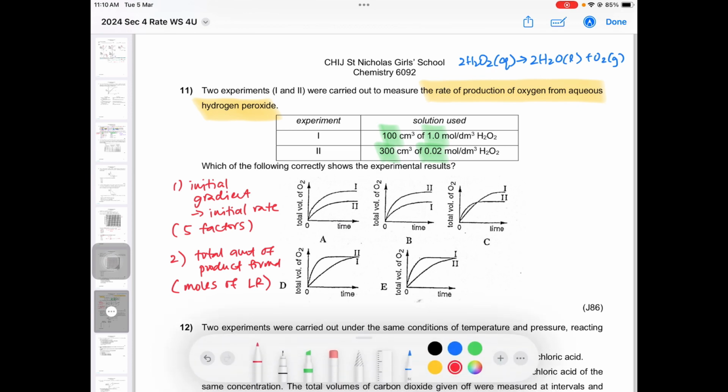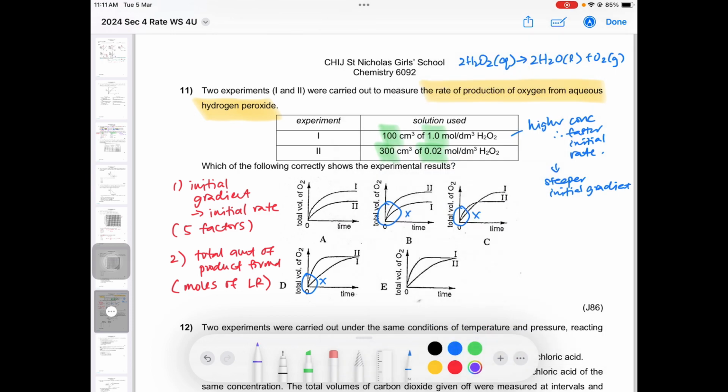If you go back to the table, which shows you the volume and concentration of hydrogen peroxide, I need you to be able to see that the first experiment uses a higher concentration of hydrogen peroxide. So it will show a faster initial rate of reaction. Experiment 1 is faster, and when you look at the graph, it should show you a steeper initial gradient. So in this case, I would cancel out B, C, and D, because for these three options, it shows that experiment 2 has the steeper gradient.